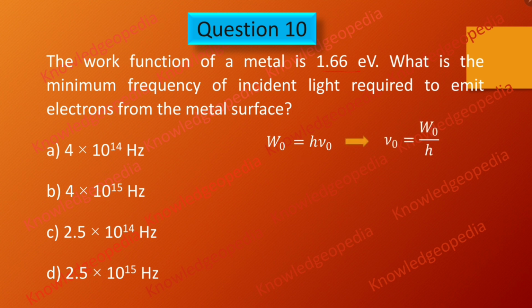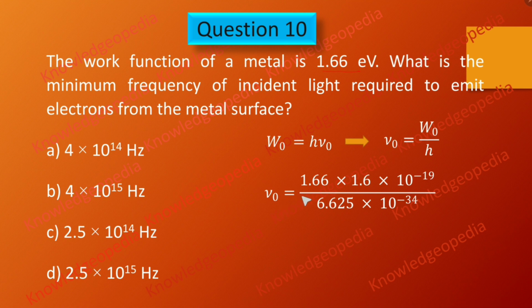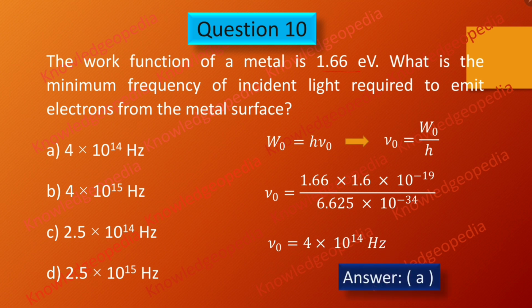So from here I can write nu 0 is equal to W0 by h. Now, we know the value of W0 which is given in the question, 1.66 electron volt. Also, we know the value of Planck's constant. So, just by substituting these two values, we can calculate the minimum frequency or the threshold frequency. Now, substituting the values, nu 0 is equal to 1.66, it is in electron volt. So, first we need to convert this into joule. So for that we need to multiply 1.6 into 10 to the power minus 19, and h is 6.625 into 10 to the power minus 34. After doing the calculation, we can get nu 0 is equal to 4 into 10 to the power 14 Hz. So now check which one is the correct option. So the correct option is option A.